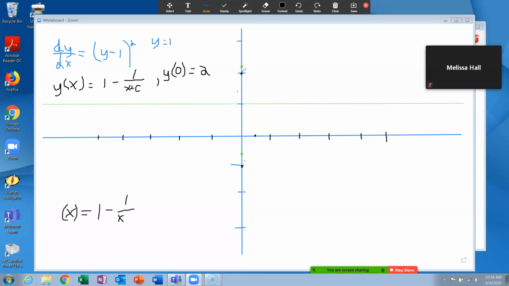What does that mean for us? That means you can't be found down here at all. Anywhere down here. Your curve is going to be something approaching this horizontal asymptote and going up somewhere from there. Okay?